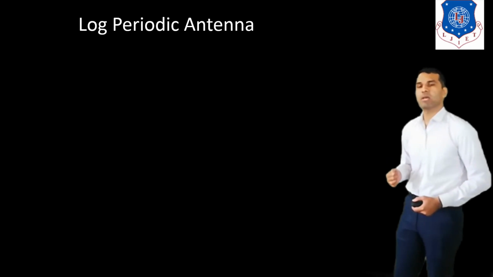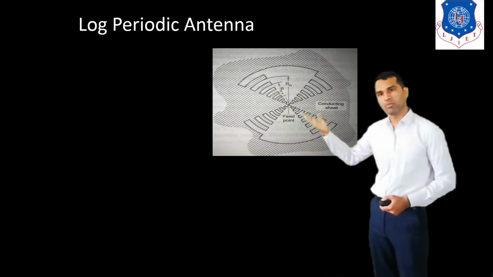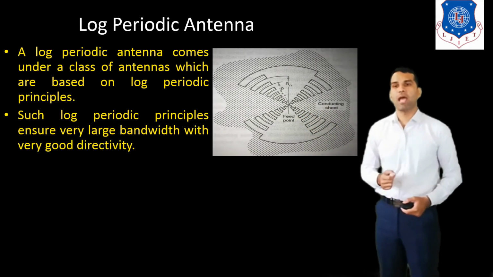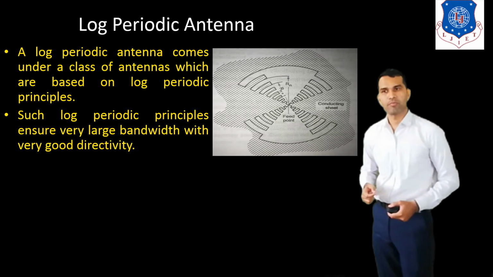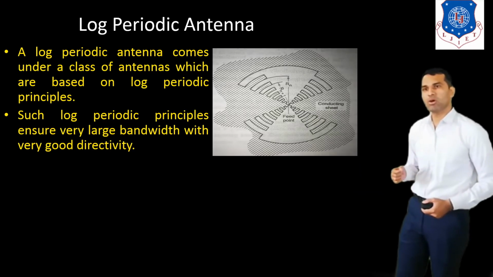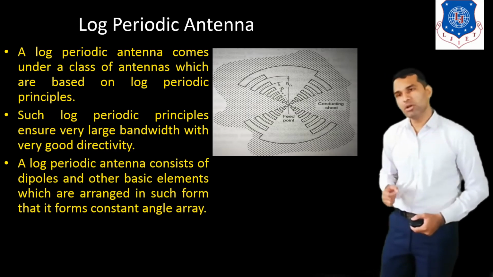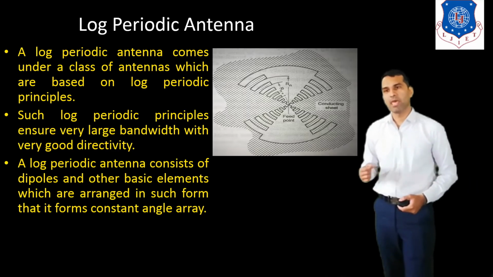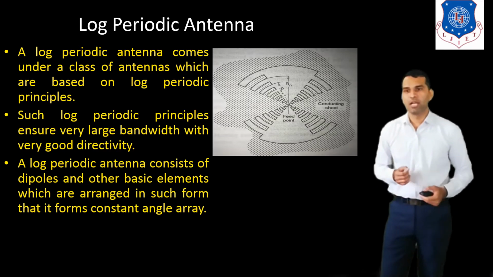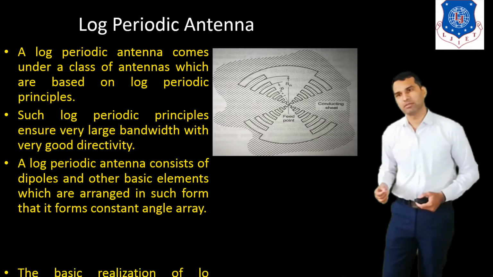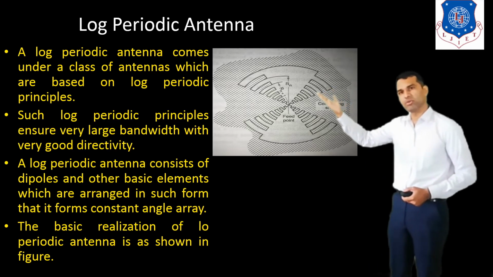Now we discuss the next type of antenna, which is the log periodic antenna. This is the figure of the log periodic antenna. A log periodic antenna comes under a class of antennas which are based on the log periodic principle. Such a principle ensures very large bandwidth with very good directivity. A log periodic antenna consists of dipoles and other basic elements arranged in such a form that it forms a constant angle array. The basic realization of the log periodic antenna is as shown in this figure.